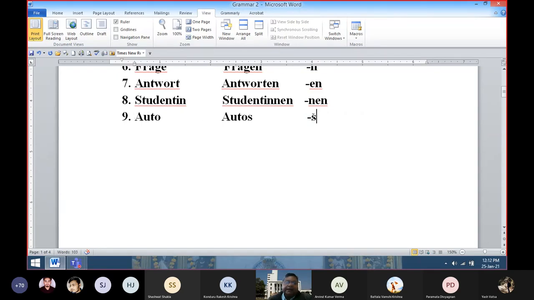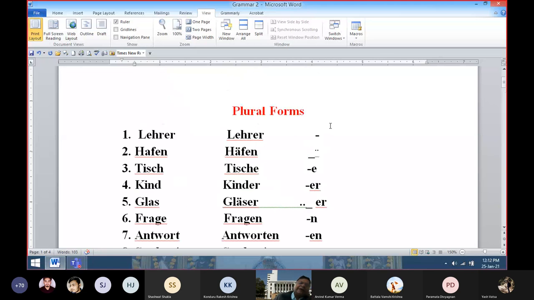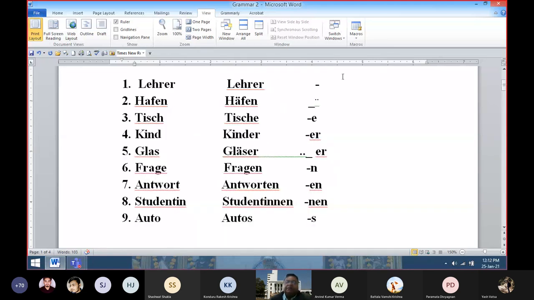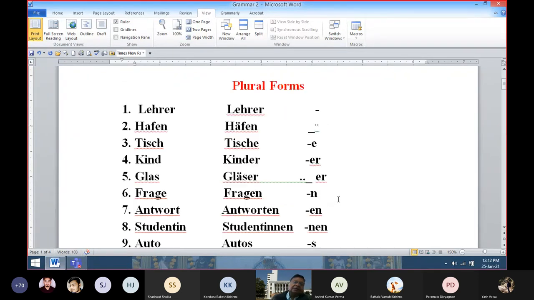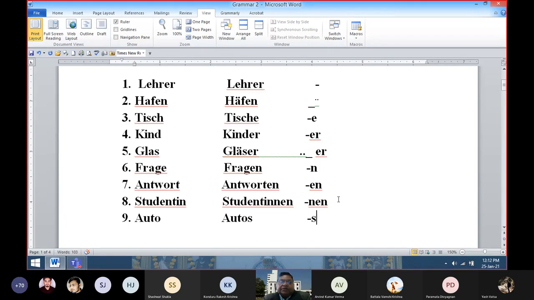And there are very few words which have an s ending, like Auto. Auto means car, and the plural form is Autos. So here we have added s. These are the 9 different categories of plural forms. Sometimes nothing is added, sometimes only an umlaut, sometimes e, sometimes er, sometimes umlaut and er, sometimes only n, sometimes en, sometimes nen, and sometimes s. So these are the plural formations. At least you should be familiar with these endings, so that immediately you know that these are plural words.